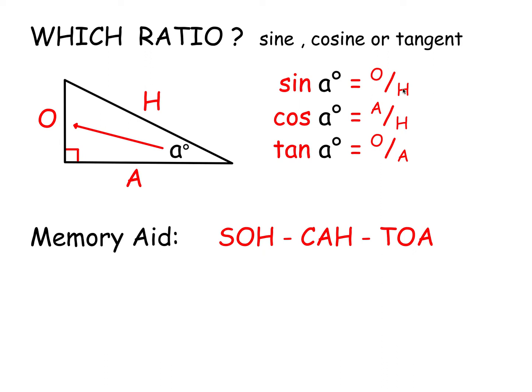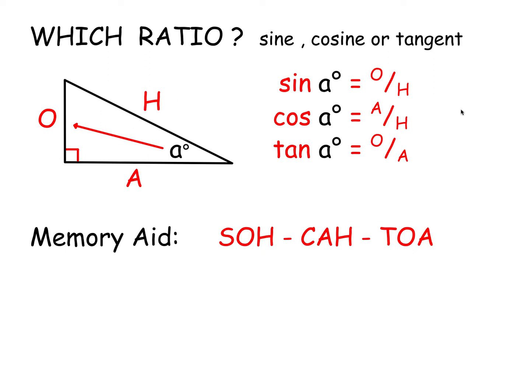Sine is opposite over hypotenuse, cosine is adjacent over hypotenuse, tangent is opposite over adjacent. This is the memory aid, SOHCAHTOA. So that's to remember sine is opposite over hypotenuse, cosine is adjacent over hypotenuse, and tangent is opposite over adjacent. When we do a question, you've got to figure out, is it sine, cos or tan? You get that by labelling the sides.